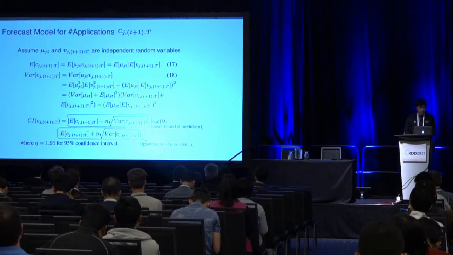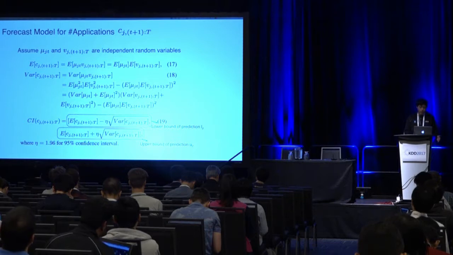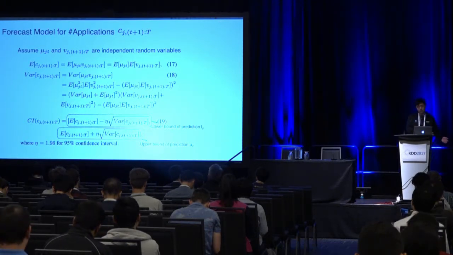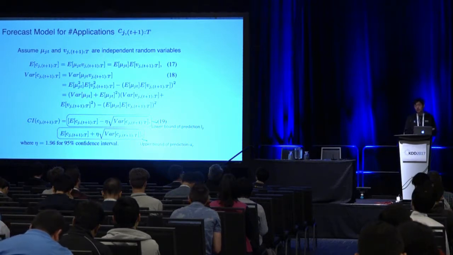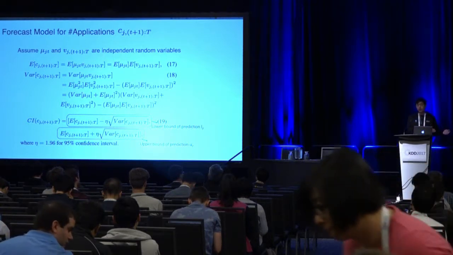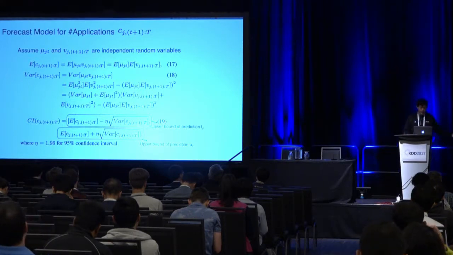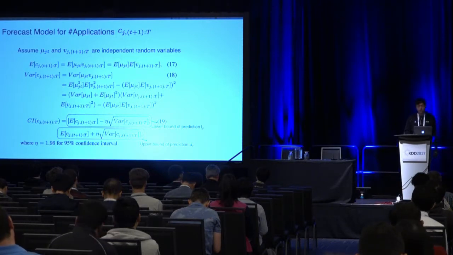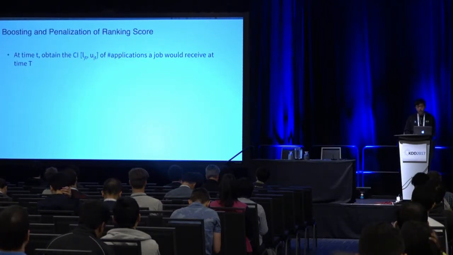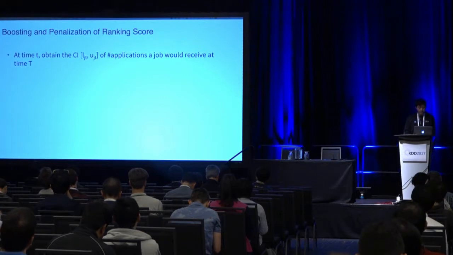So that is basically what we want to achieve by doing this. At the end of the day, given what I have observed so far, I have the confidence interval of the number of applications the job is going to receive at the expiration time. We have the lower bound, which is L, and the upper bound, which is U. Now what do we do? You have the confidence interval.